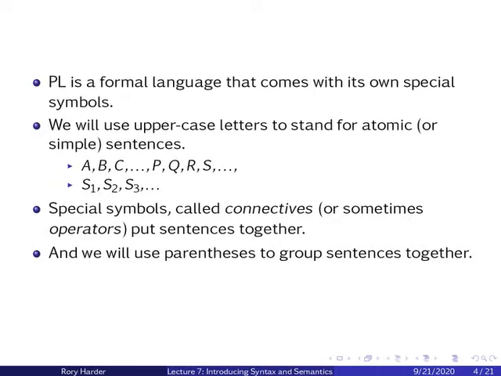In addition to uppercase letters that stand for atomic or simple sentences, we also have special symbols called connectives. Another word you'll see for this is operators. These special symbols, connectives, help us create complex sentences on the basis of the atomic ones. And finally, in addition to atomic sentences and connectives, we also use parentheses or brackets as well.